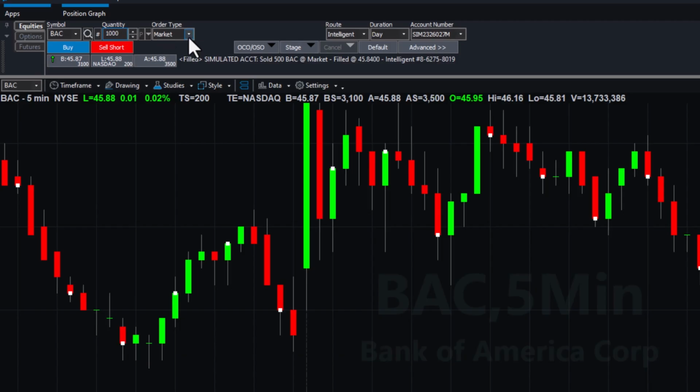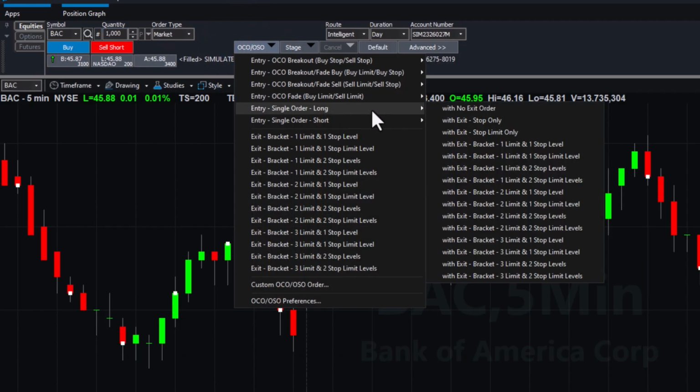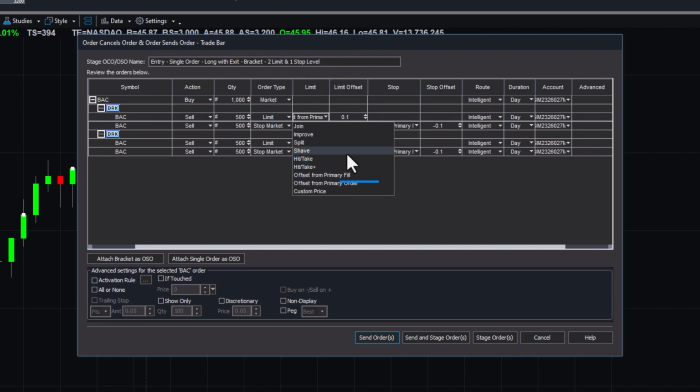After entering the symbol and quantity, you'd select the appropriate OCO/OSO template to set up this trade scenario. Adjust your profit targets and stop loss levels to align with your trading plan, using features like the offset from primary fill to automate these settings based on your entry price.